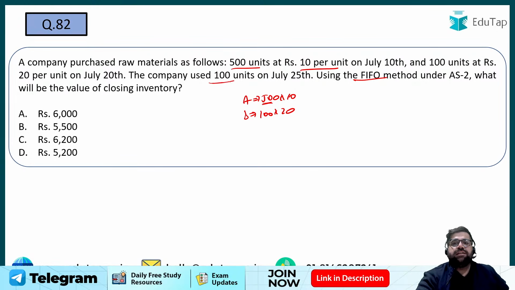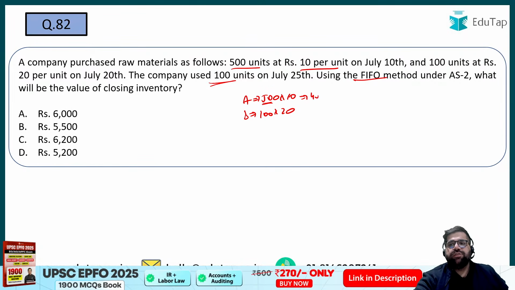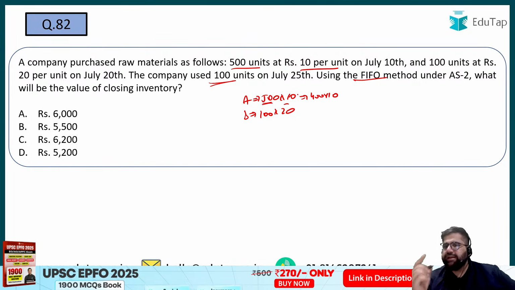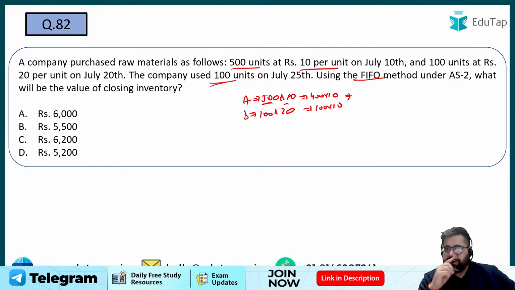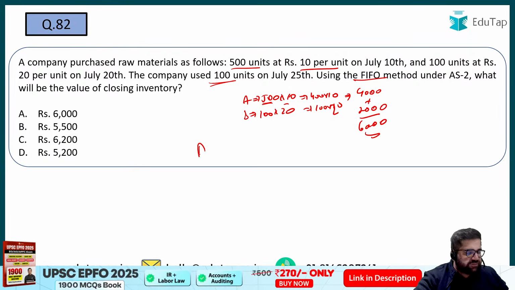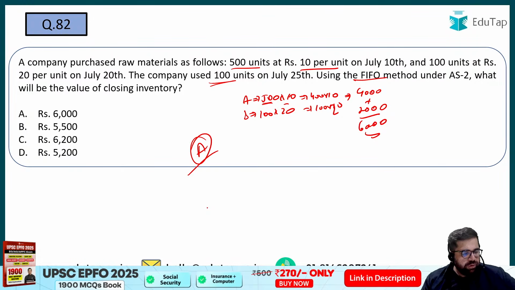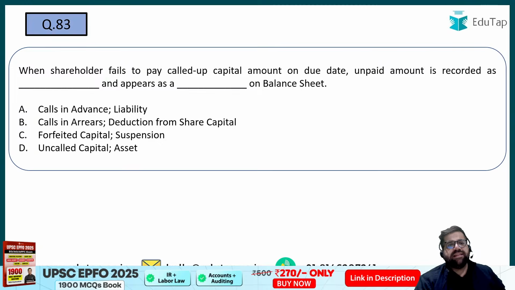And now you are saying that 100 units have been sold. So type A के सिर्फ 400 units बचे, multiplied by 10 because their per unit cost is 10, and type B के तो पूरे के पूरे 100 units बचे. So my total will be what? 4000 plus 2000, which will give me 6000. Right? So my answer will be option number A. Cool, everybody? Yes.